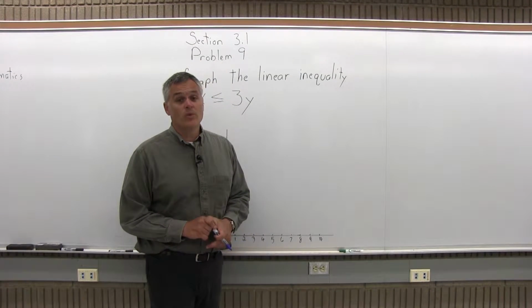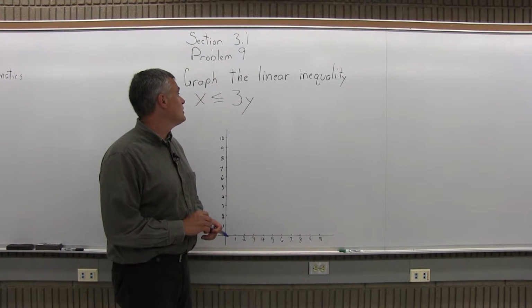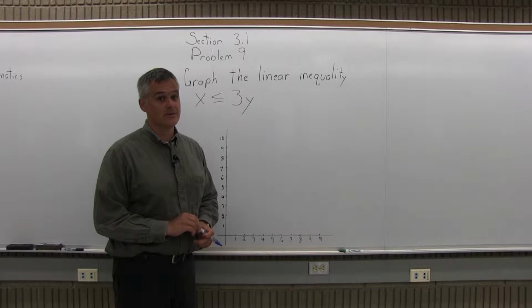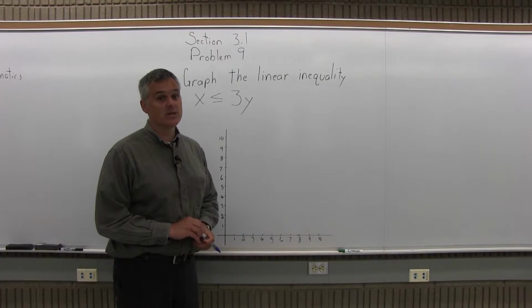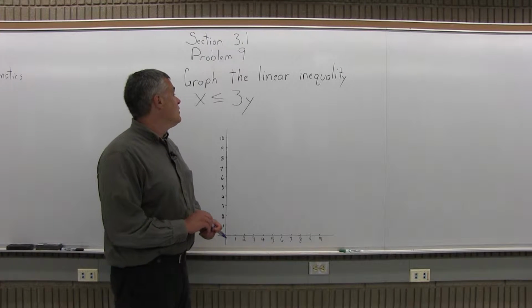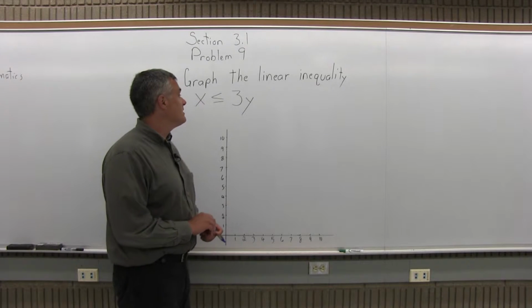This is Section 3.1, Problem 9. It says, graph the linear inequality x is less than or equal to 3y. So this one is a little bit different than some of the others we've done, but the same four-step process will work. First, I'm just going to pretend it's x equals 3y and find 2 points that make the equation x equals 3y true.